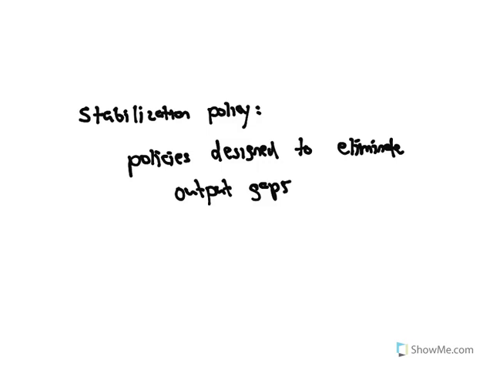And we do this by changing aggregate demand, right? This is the mechanism by which we do this because it's a change in aggregate demand that creates output gaps. And so the opposite change will move us back to full employment.